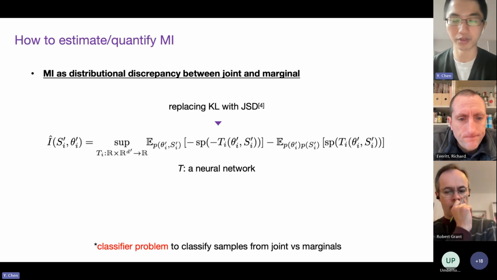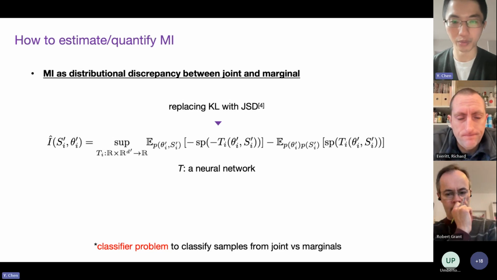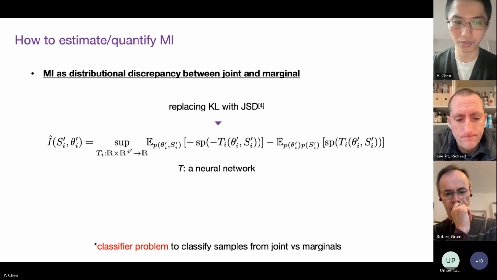For those who are very familiar with GAN, this should be a very well-known result. So in this sense, learning this summary statistics becomes solving a classification problem in low-dimensional spaces.